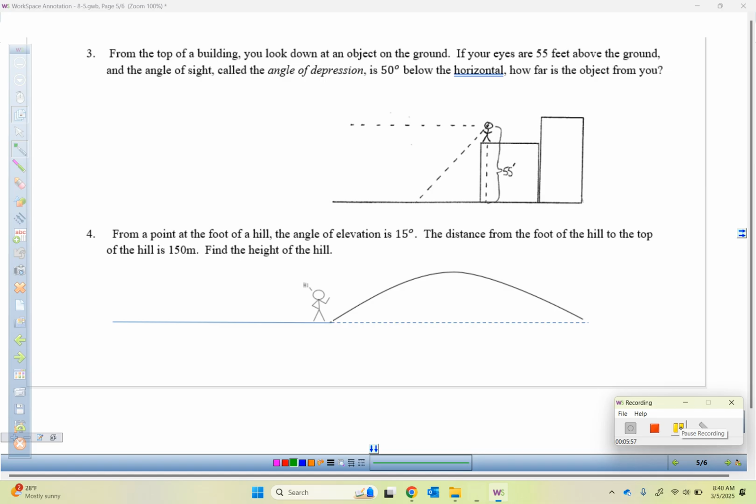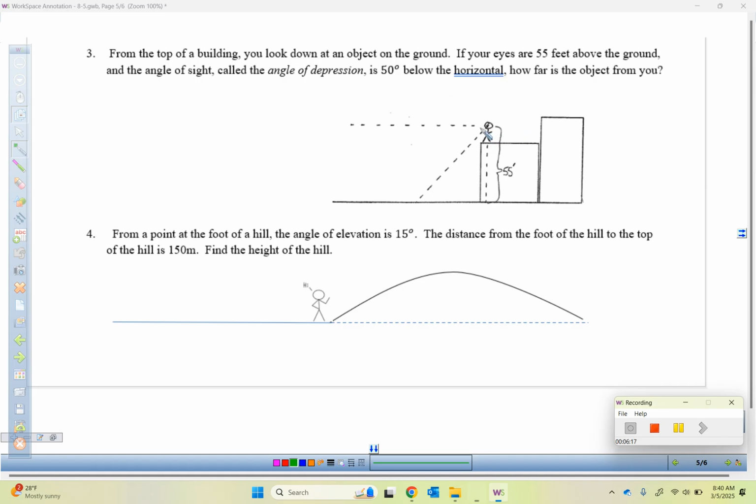Okay. From the top of a building, you look down at an object on the ground. If your eyes are 55 feet above the ground and the angle of sight, called the angle of depression, is 50 degrees below the horizontal, how far is the object from you? Okay, so what we're saying is this is our eye level, and our eye level is 55 feet off the ground. So they already have this here for us. Okay, it says that the angle of depression is 50 degrees below the horizontal.